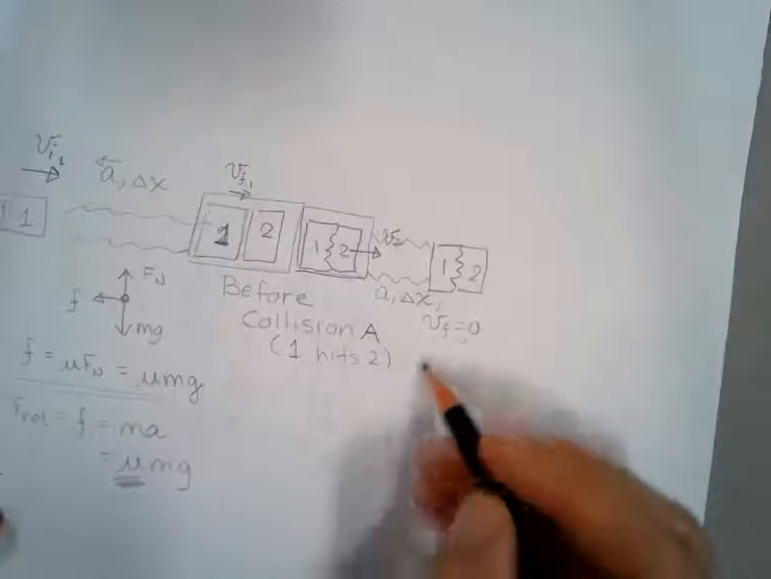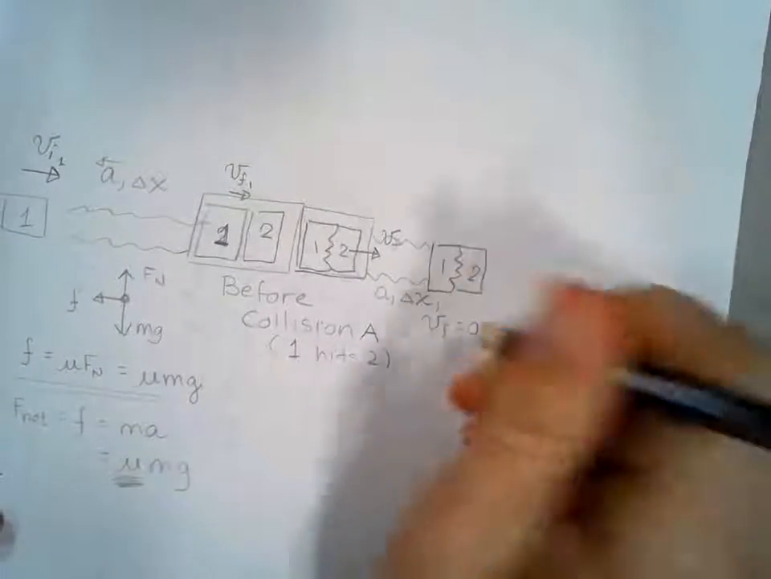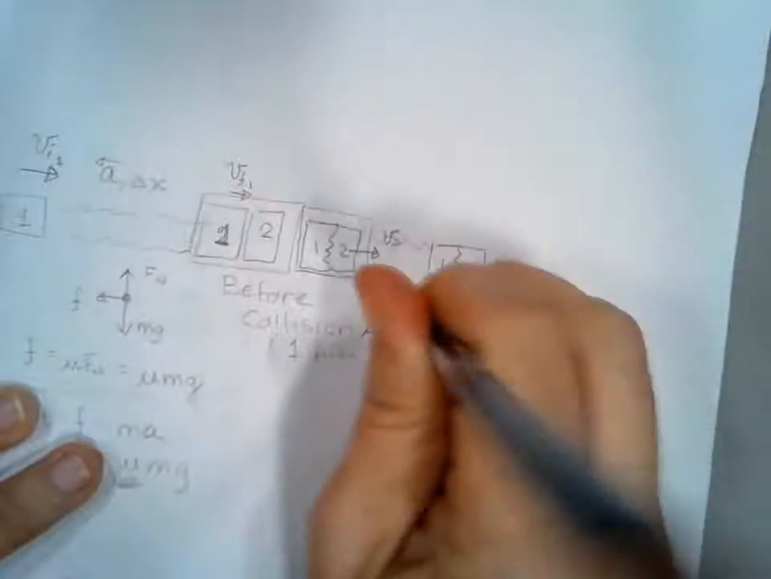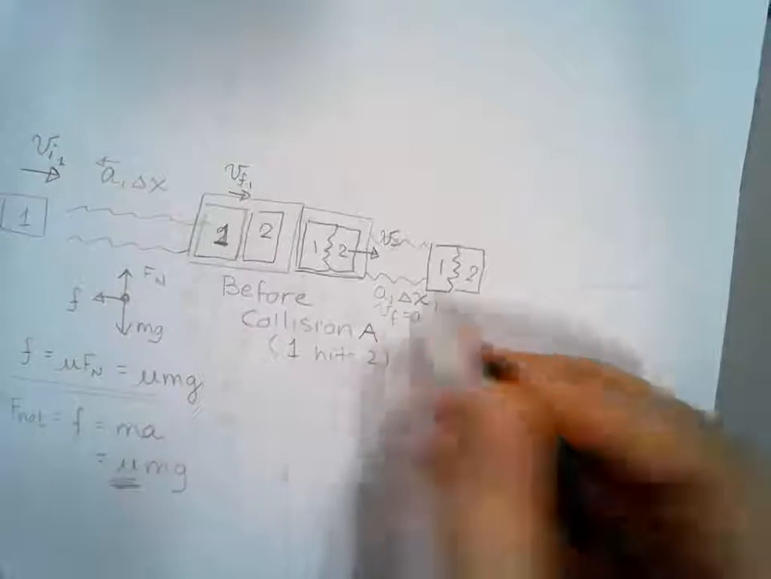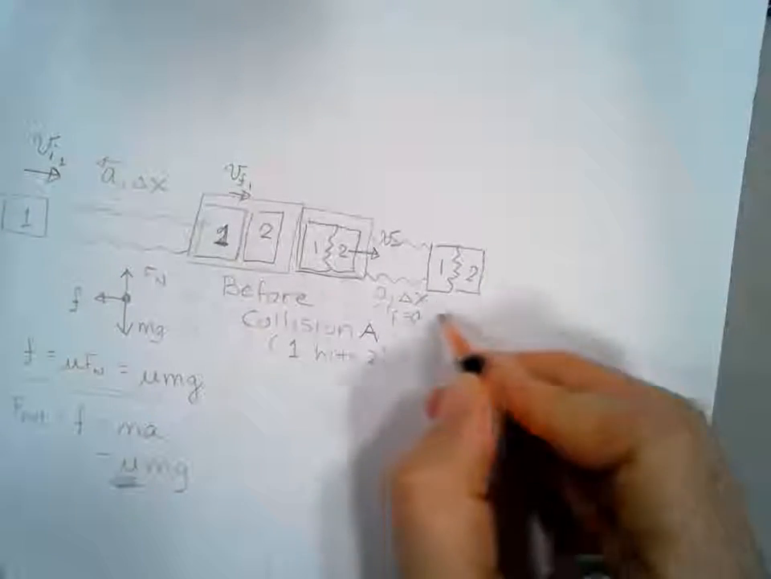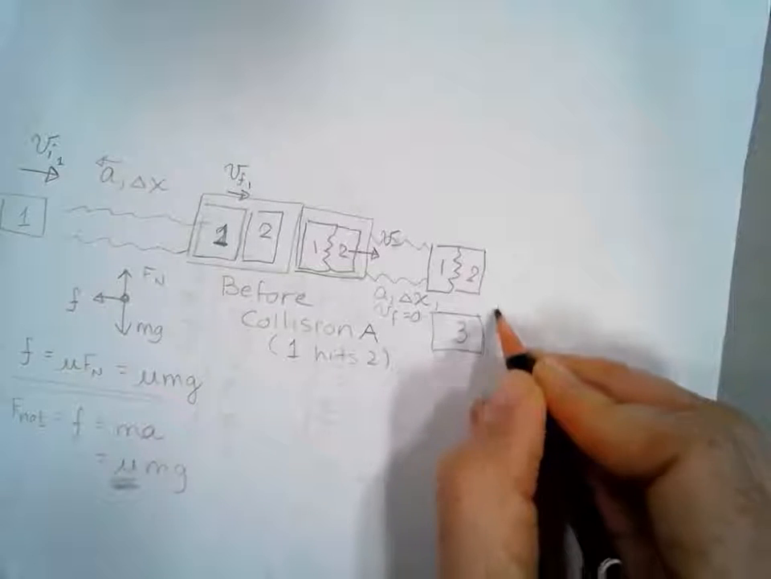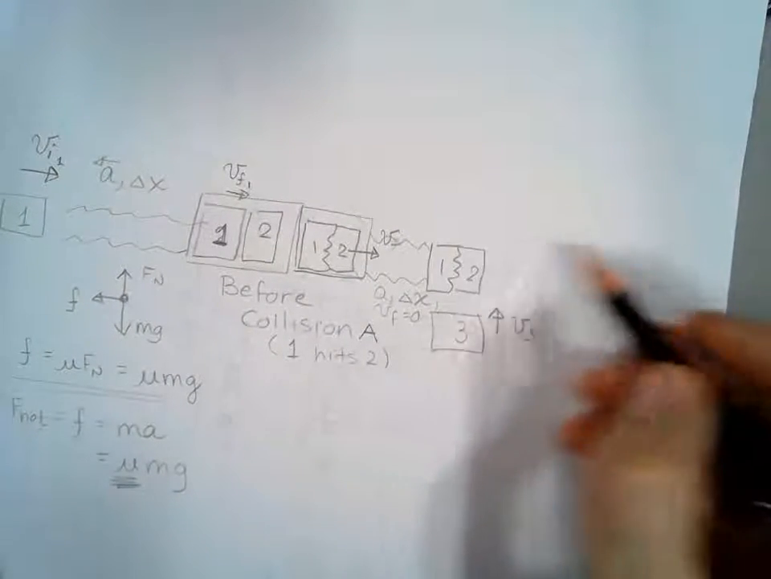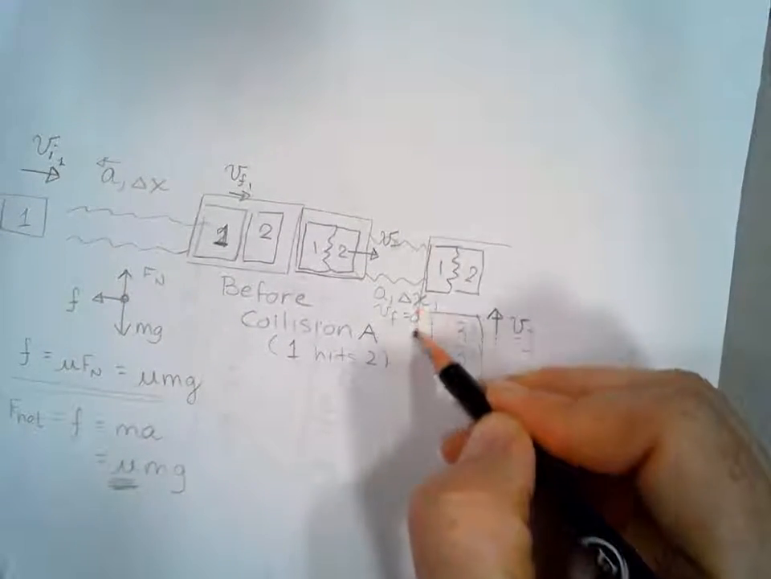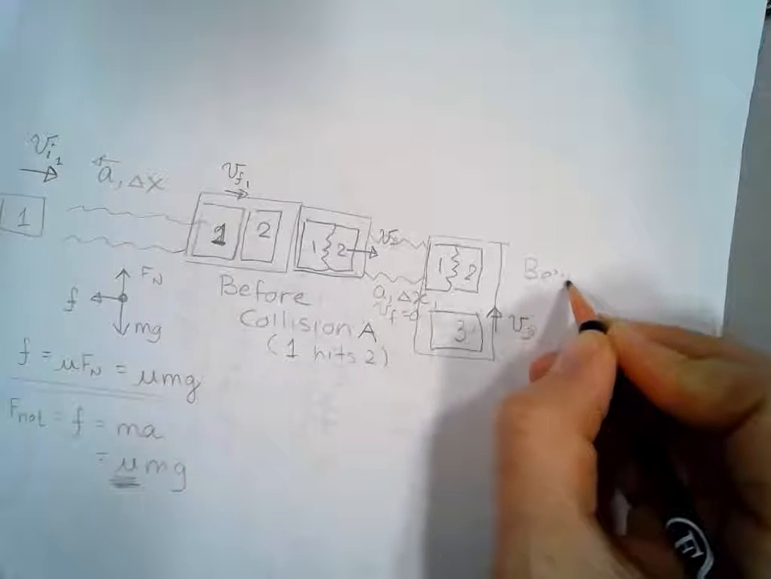The last piece is that we have this car 3 that's going to come and hit car 1 and car 2. Car 1 and car 2 are just sitting there. And what happens is car 3 does not try to stop and comes in, and this is where our second collision is going to happen. So this is the before, we'll call it collision B.